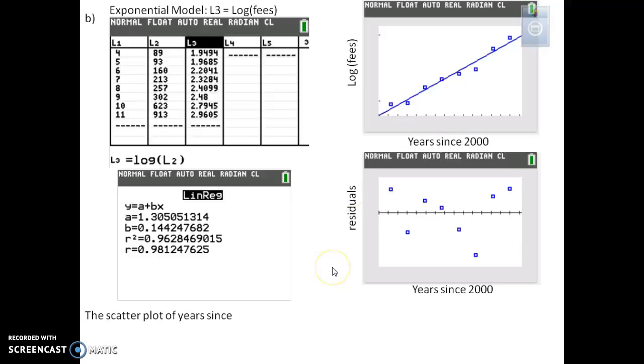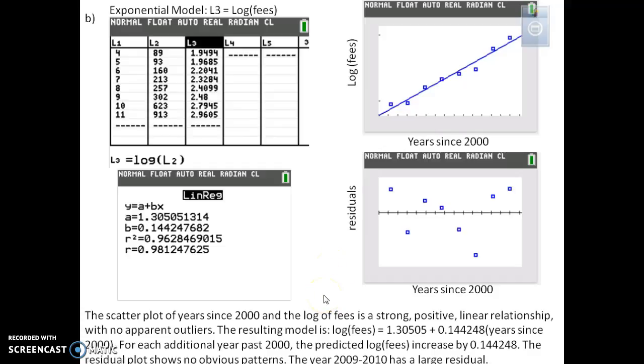The scatter plot of years since 2000 and the log of fees is a strong positive linear relationship with no apparent outliers. The resulting model is log of fees equals the y-intercept 1.30505 plus the slope 0.144248 times years since 2000. Now you remember last time we had to take the log or natural log before we actually used the model. This time we don't.